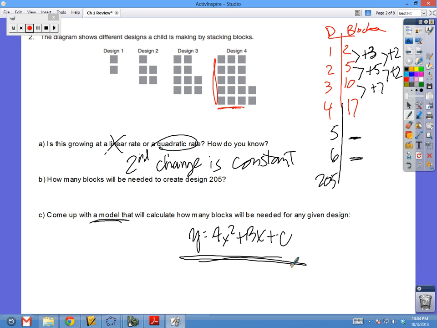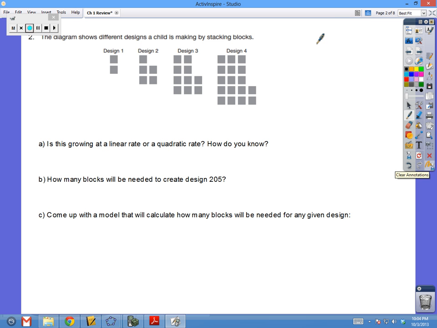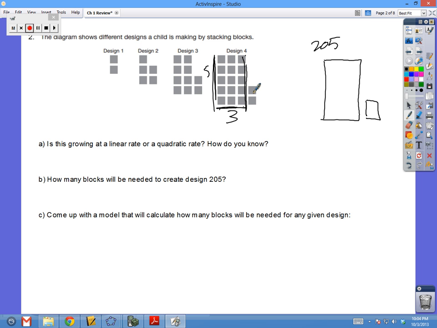So go ahead and you can do that, but I want to show you another way. So look at the geometry of it. So what is design 205 going to look like? I just want the dimensions. I want to know how tall and how wide 205 is. So I know it's going to have some kind of shape like this. I need to know how wide is it, how tall is it. So I look at design 4 and I see it's 3 wide but 5 tall. Design 3, I'm not counting these 2 blocks on the end. If I ignore those 2 blocks, I see that it's 2 wide but 4 tall. Design 2, I see it's only 1 wide but 3 tall.